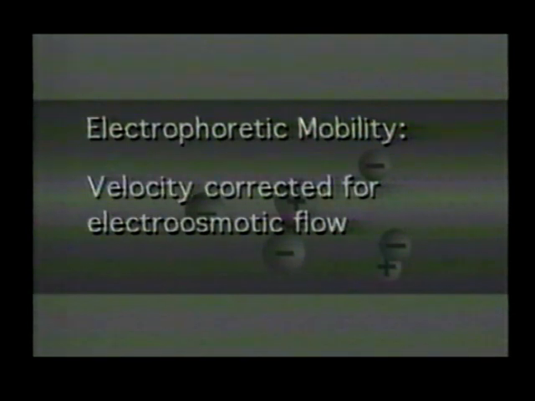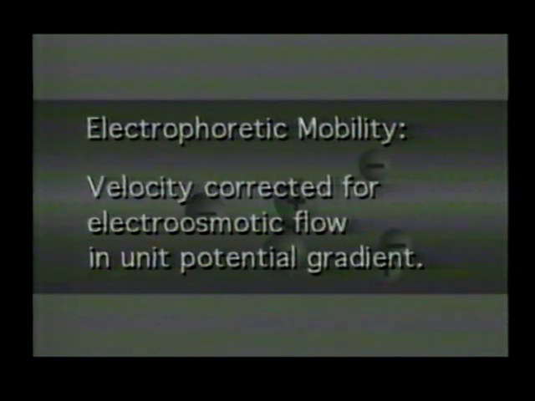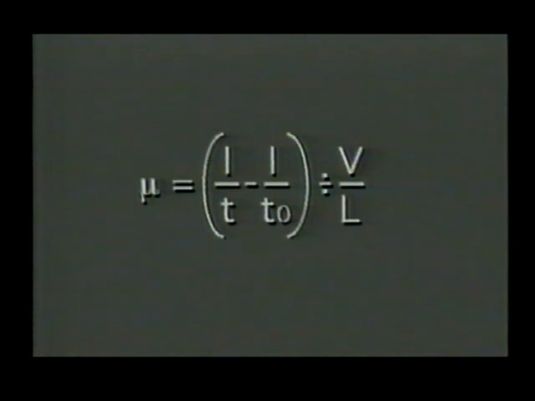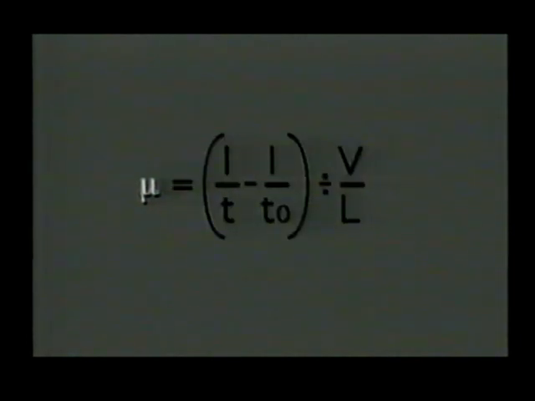Mobility is the key quantity characterizing each analyte in CE. Electrophoretic mobility is defined as the velocity corrected for the electroosmotic flow in unit potential gradient. In order to be able to calculate the mobility of a particular analyte, it is therefore necessary to know the electroosmotic flow velocity. The easiest way to determine this is to include a neutral marker in with the sample.